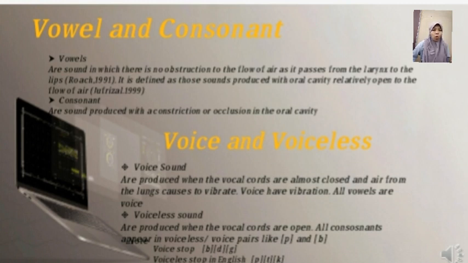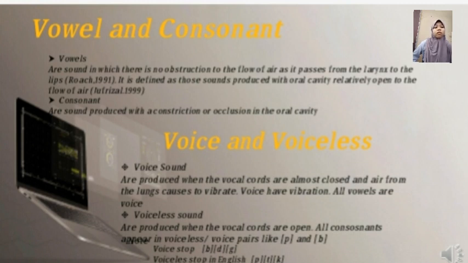Your mouth is closed for consonants, but in the vowels your mouth is open: A, O. Okay, next, voice and voiceless. Voiced sounds are produced when the vocal cords are almost closed and air from the lungs comes through and vibrates them. Voiced sounds have vibration. All vowels are voiced.